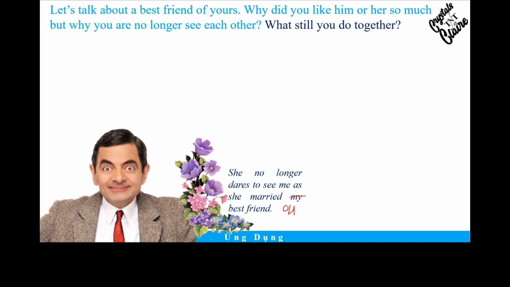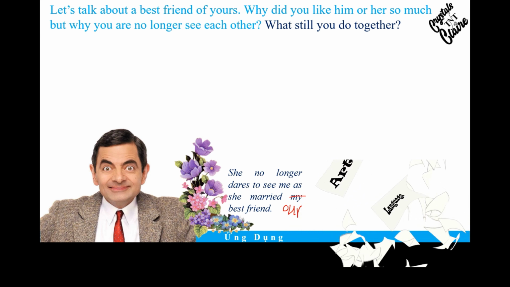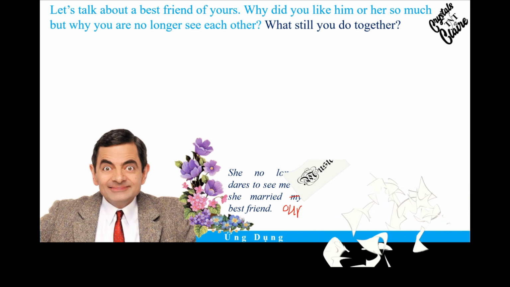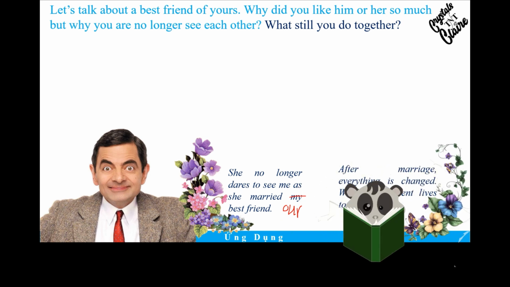Our best friend, okay. For example, Jason, Mary, and Claire are best friends. And we promise that we will marry other people, not Jason. But then finally, Mary decided to get married to Jason, our best friend. So now she no longer dares to see me, even though I said nothing. Love, okay, who knows? But she doesn't dare. She doesn't dare to see me anymore. She no longer dares to see me.